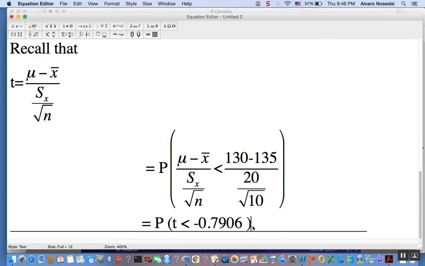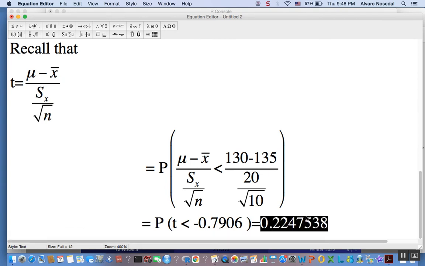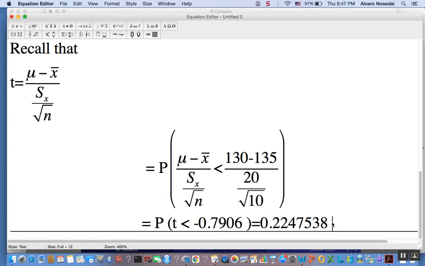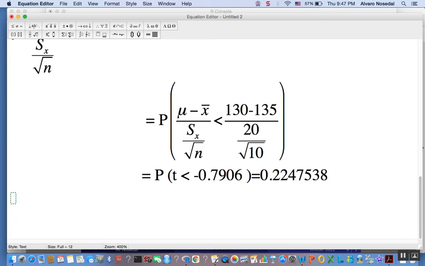Okay? So the probability that the average number of miles driven using a set of batteries like the ones we have in this problem, well, the probability that the average number of miles driven using this set of batteries is less than 130 miles is roughly 22%. Okay? So that's part A. Let's talk about part B.